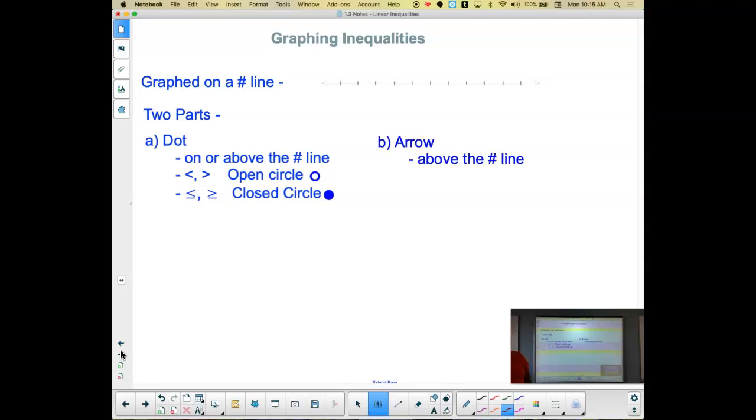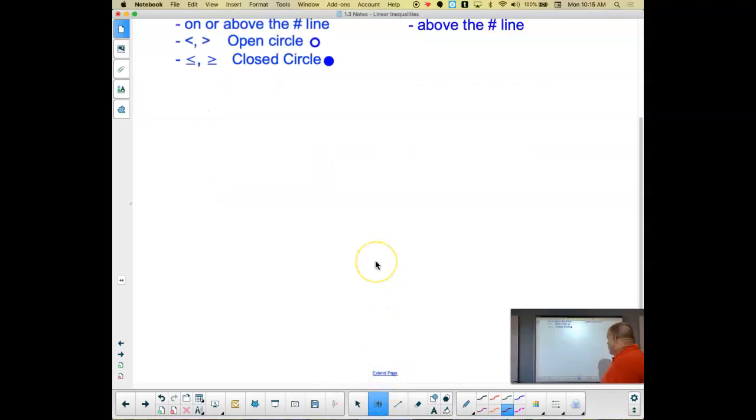The second part of a graph for an inequality is the arrow, and I ask that be above the number line, and you'll see why here in a minute. Okay? So if I had, oops, tap the brakes. I guess I can't. Okay? Apparently I gotta scroll down a little bit. Or we'll just go here. There we go. Okay? So if I take this and let's say that I go with x is less than 12. That's our final answer in our inequality, and we want to graph that.